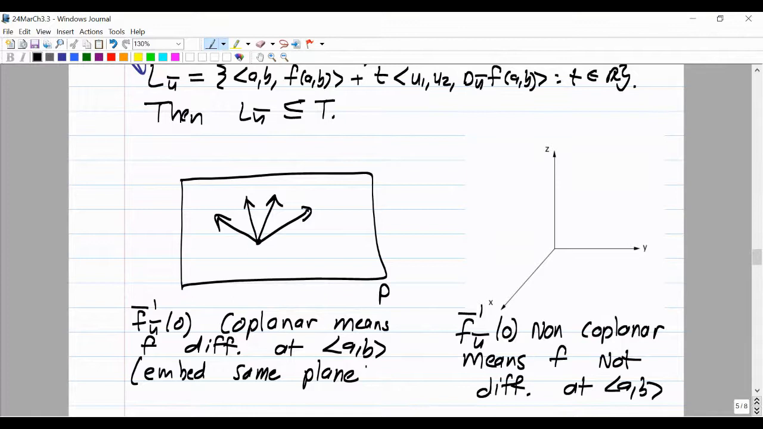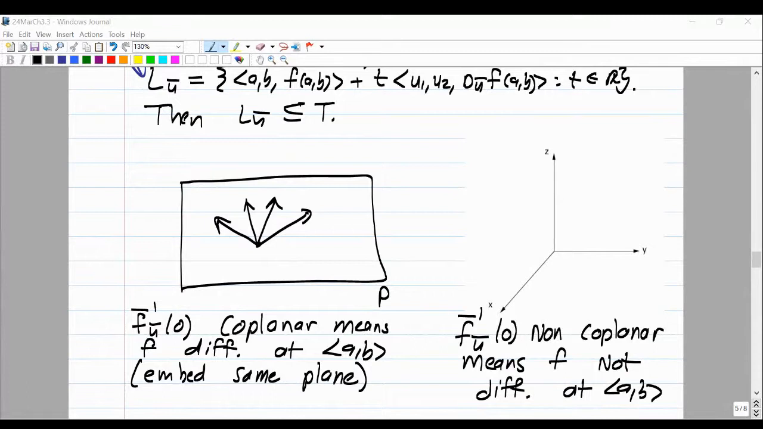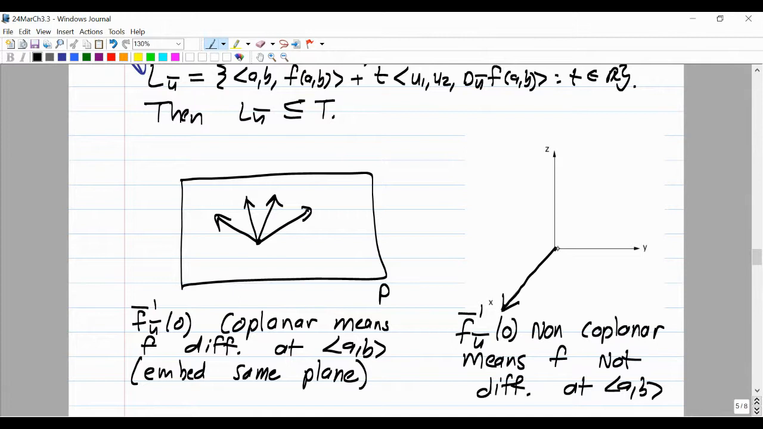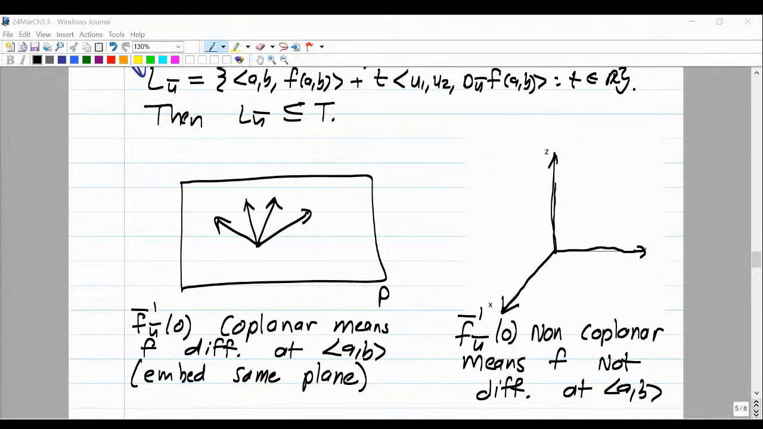But let's say, and 4 years ago we actually asked this question in a semester test, let's say you pick three directions, three unit vectors A, B, C, and you end up calculating these vectors. So this is the one arrow you got, this is the other arrow, and this is the other arrow that you got. And if it turns out that the three vectors you form are non-coplanar, then it means that f is not differentiable at the point (a, b). So this is an alternative to show non-differentiability at a point.